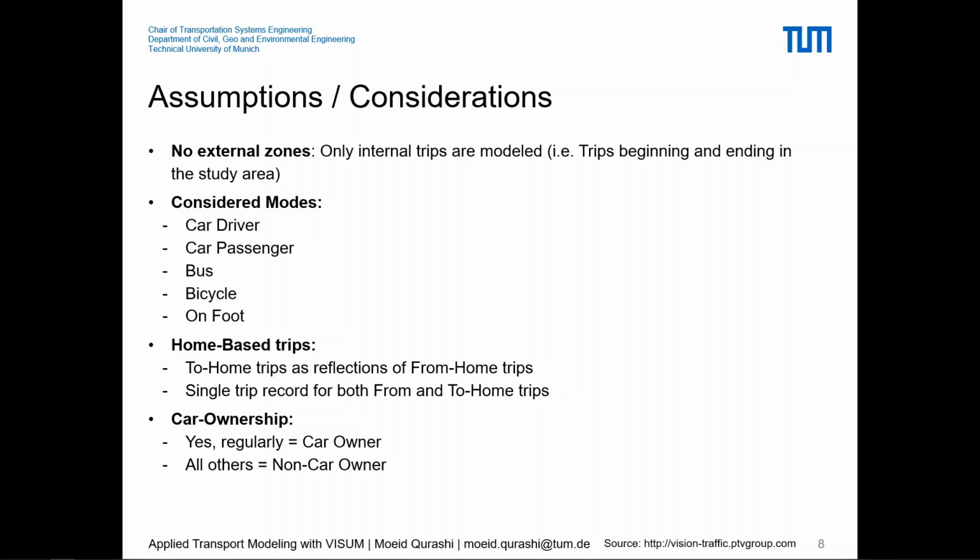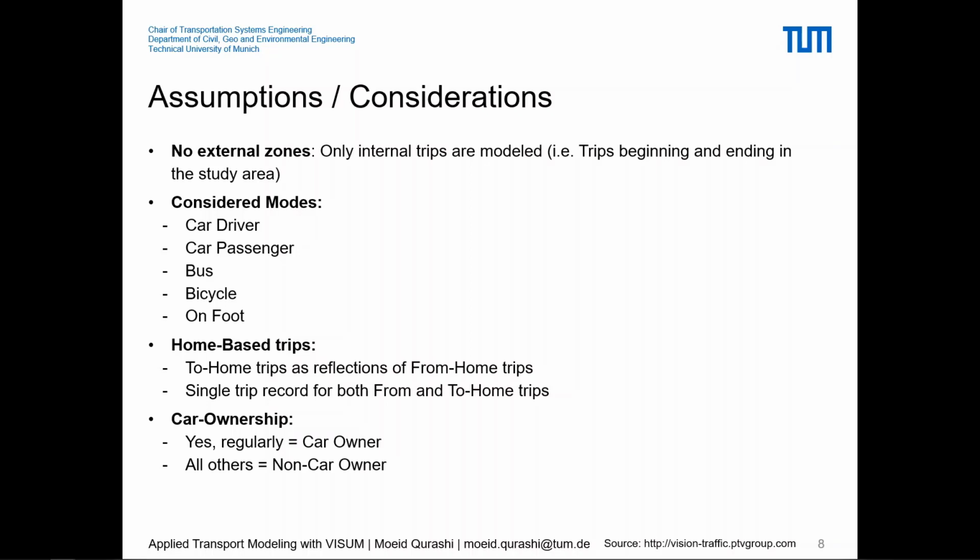And now, this is a home-based trip model. I've shown you the assumption already, but again, just to have it stated here as well: two home trips are reflected in a single trip record. So this assumption is rather important for you to understand. Single trip record for both from-home and to-home trips.